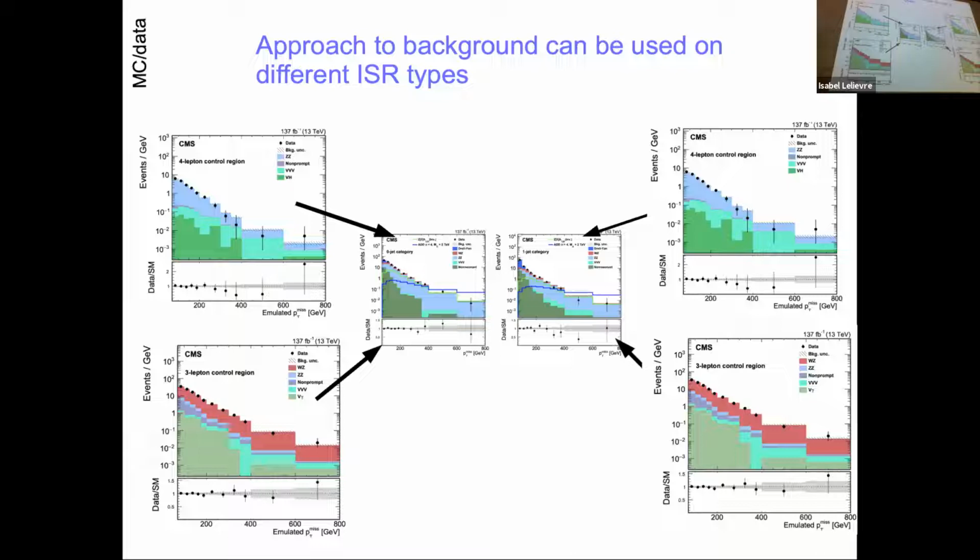And just as a note, since these final states also change, people like to split them into different categories to enhance various sensitivities. This one they split into a 0 and 1 jet category. It gave about a 10% improvement in sensitivity for some models.